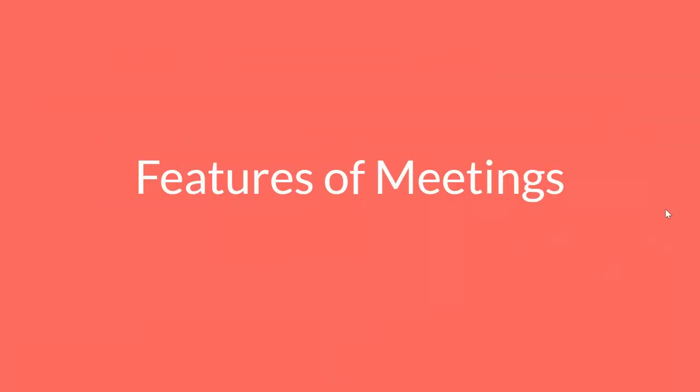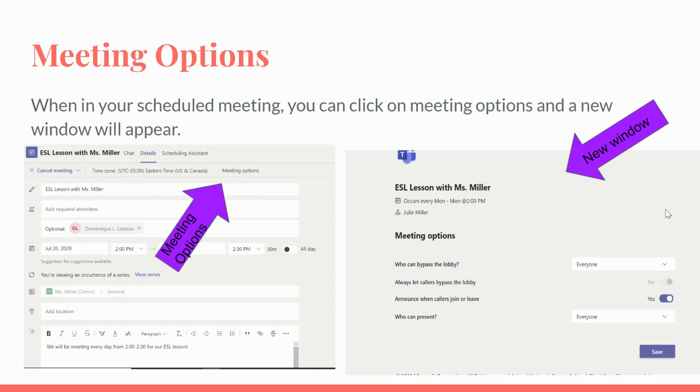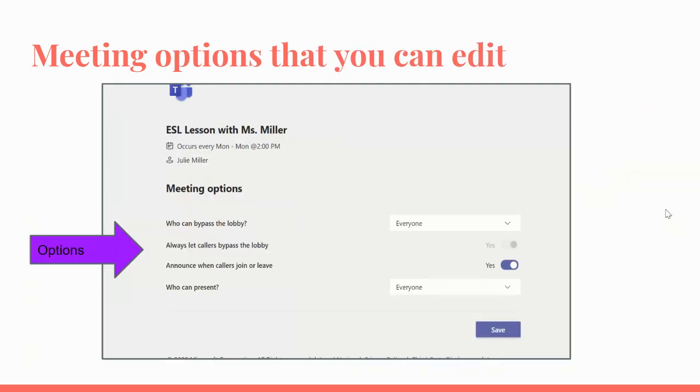Now, there are various features of the meetings in Microsoft Teams that we're going to review. So when you schedule your meeting, you can click on Meeting Options, and a new window will appear. So here, there's Meeting Options, and then the new window. Now, there are various meeting options that you can edit.